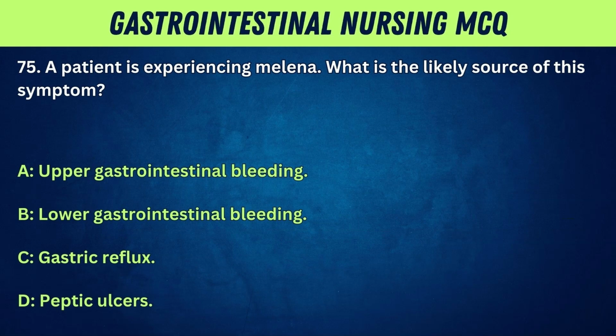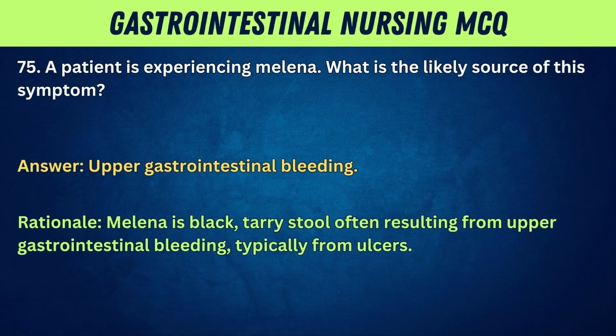75. A patient is experiencing melena. What is the likely source of this symptom? A. Upper gastrointestinal bleeding. B. Lower gastrointestinal bleeding. C. Gastric reflux. D. Peptic ulcers. Answer. Upper gastrointestinal bleeding. Rationale. Melena is black, tarry stool often resulting from upper gastrointestinal bleeding, typically from ulcers.